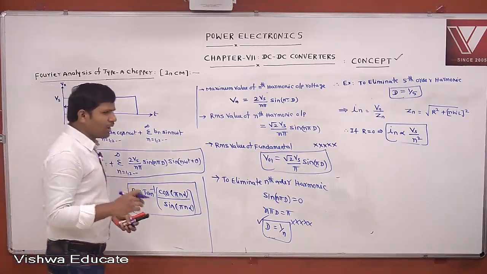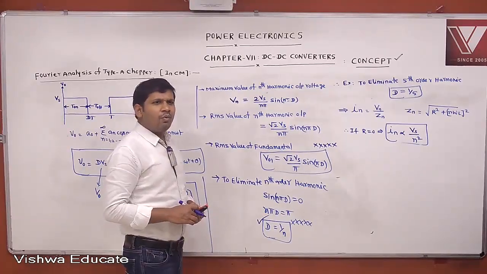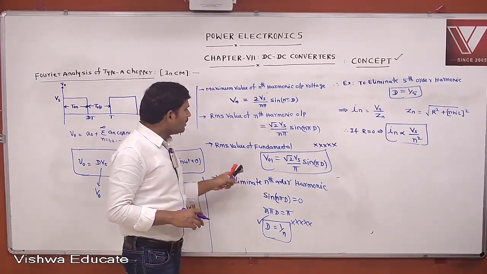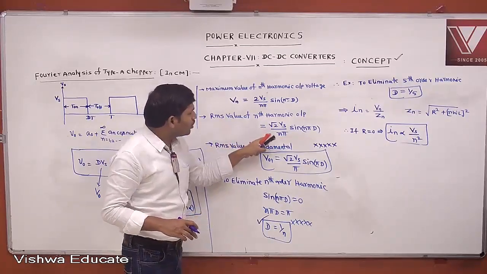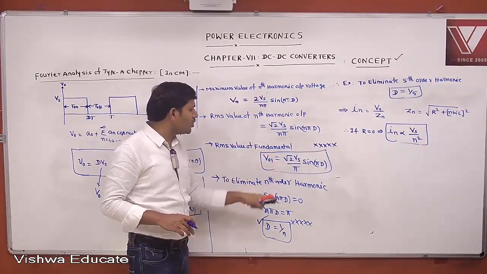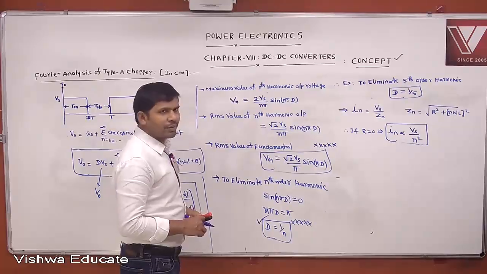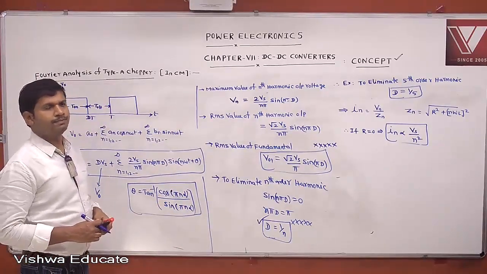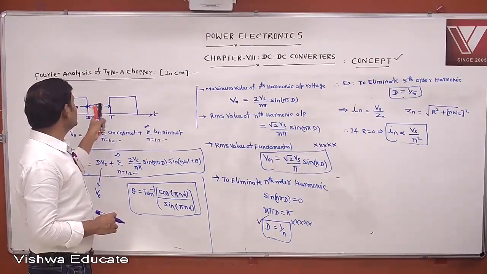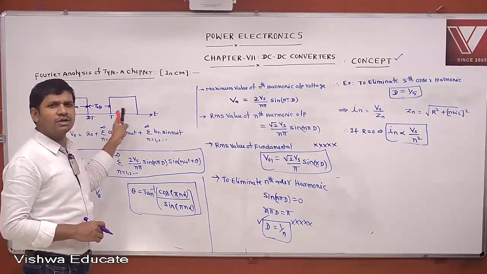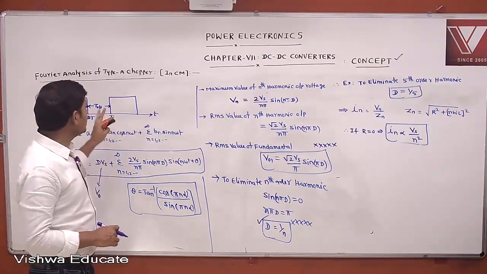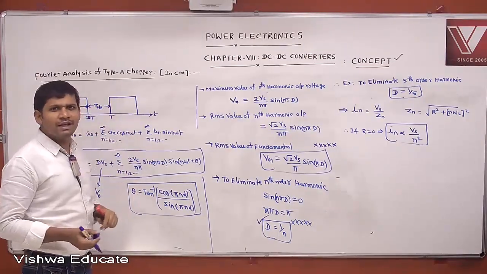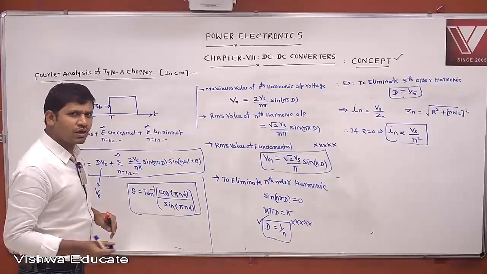You can write any formula. The RMS value of nth order harmonic is this one. The RMS value of fundamental is root 2 Vs by pi into sin pi d. This you write. That means this output consists of harmonics, or it also consists of ripples. Whatever AC component is present in the DC output is generally taken as ripples also.